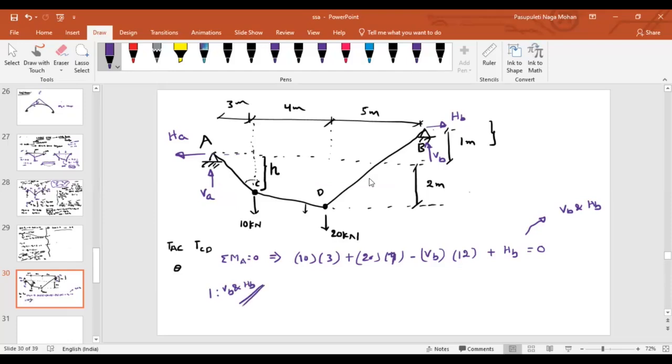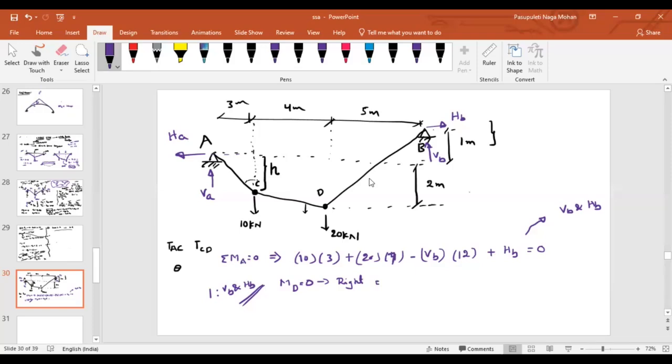Can you think of any one equation that will have unknowns of both VB and HB, not more than that? Take moment about C. Take moment at D is equal to 0. Which side should I look into? If I look into the right side, then I can know.